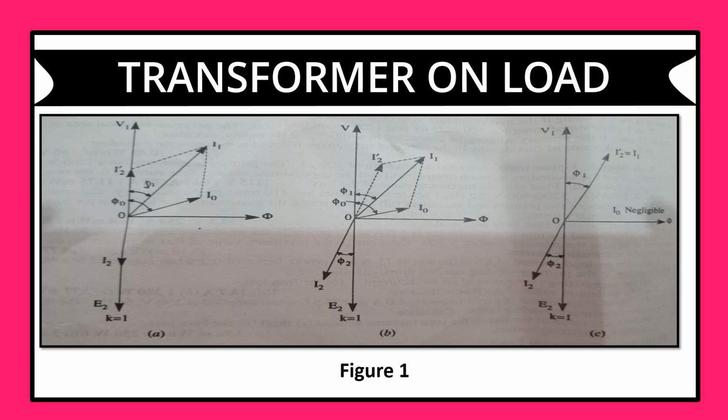Figure 1c neglects I sub 0, then phi sub 1 is equal to phi sub 2. Moreover, under this assumption, N sub 1 times I sub 2 prime is equal to N sub 2 times I sub 1 is equal to N sub 1 times I sub 2. So we can conclude that I sub 2 prime all over I sub 2 is equal to I sub 1 all over I sub 2 is equal to N sub 2 all over N sub 1, which is equal to K.